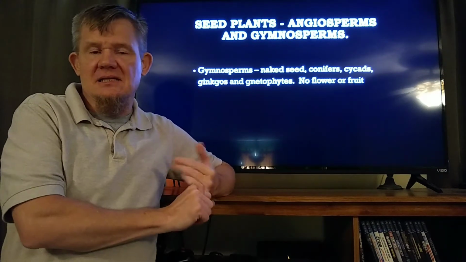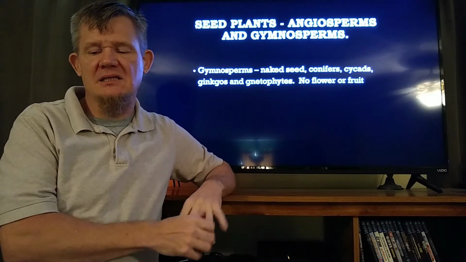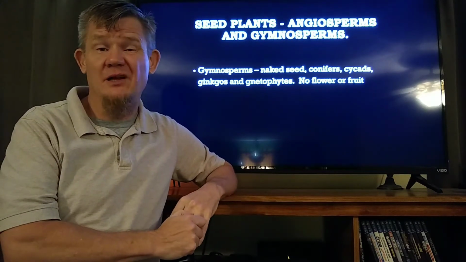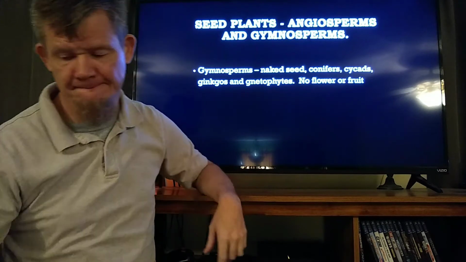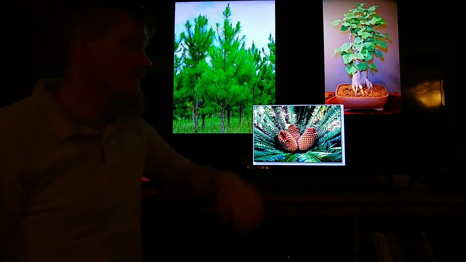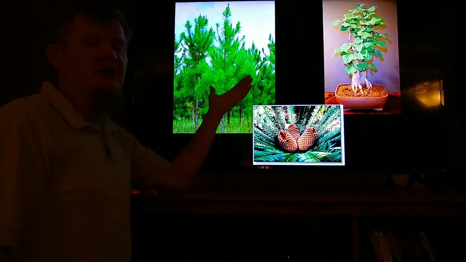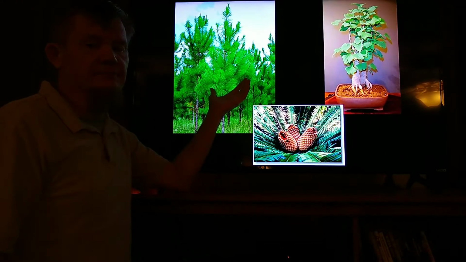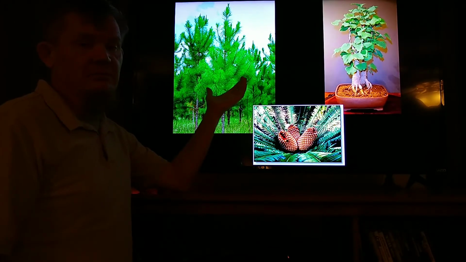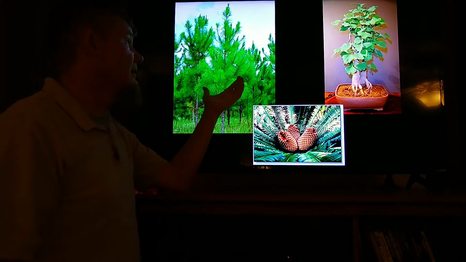Gymnosperms, naked seeds. Conifers, cycads, ginkgos, and gnetophytes. They don't make flowers and they don't make fruit. I hope you know what a pine tree looks like. You live in Georgia, right? Pine tree may as well be our state flag, right?